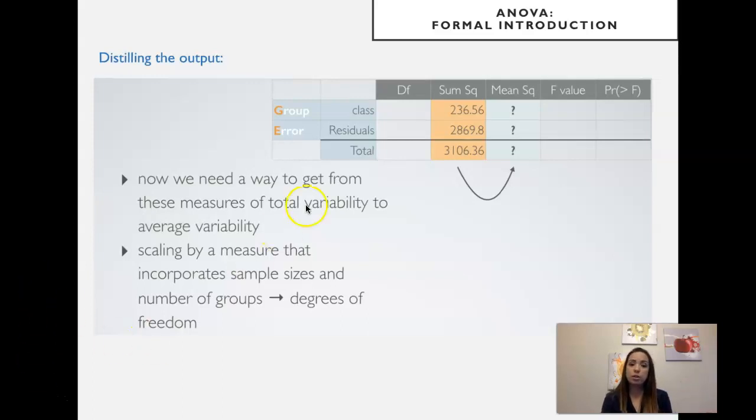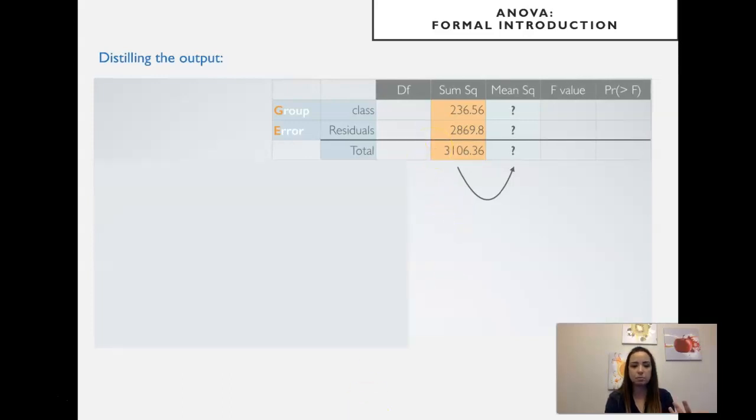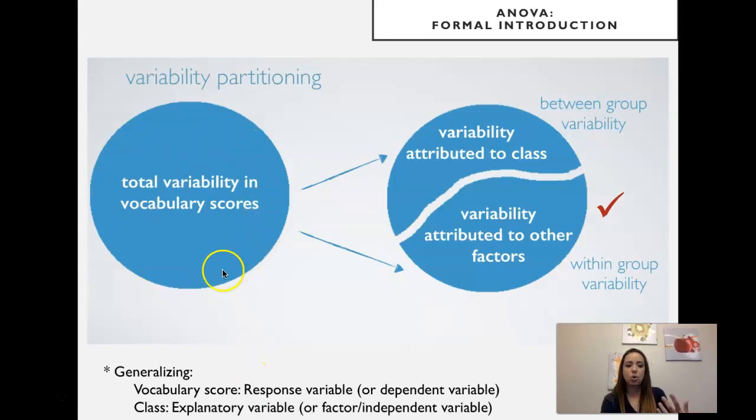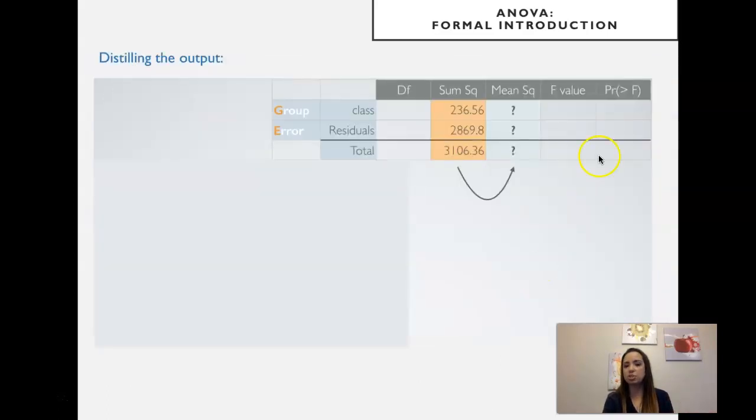We're going over the bits and pieces that build the ANOVA table because I want you to really understand where the F statistics come from, what's the logic behind it. We've already explained how this piece comes about, right? And that's mapped on to that original figure. Here, that's the total variability in vocabulary score, and then we are computing how much variability is attributed to our explanatory variable and what's left over. And this will be the basis for the computation of the F value.